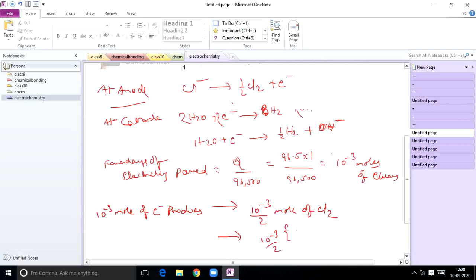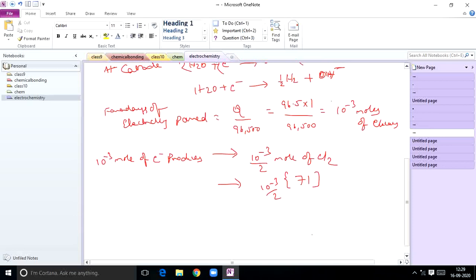1 mole of chlorine is equal to gram molecular mass, that is 71. That is the gram molecular mass. I have converted moles into grams directly. So I will get 35.5 into 10 power minus 3 grams of chlorine, right? That is the mass of chlorine.